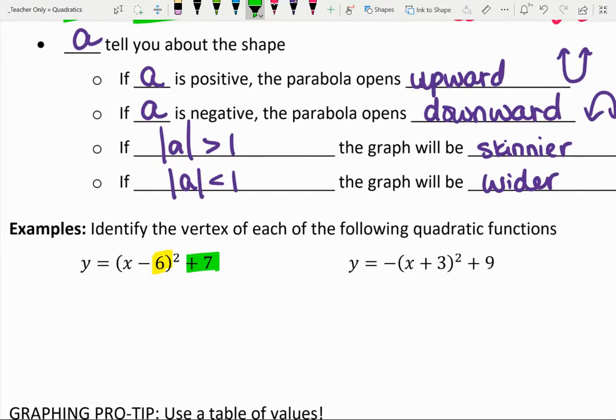Based on this, we've got x minus 6 squared plus 7. So our H value is 6 because we use the opposite sign. And our K value is 7. We use the same sign. So our vertex will be at the point 6, 7.